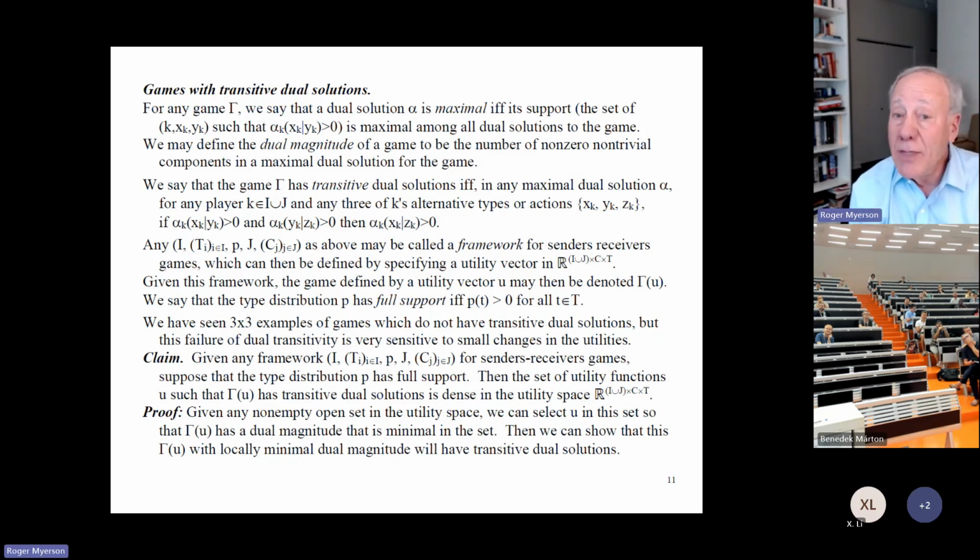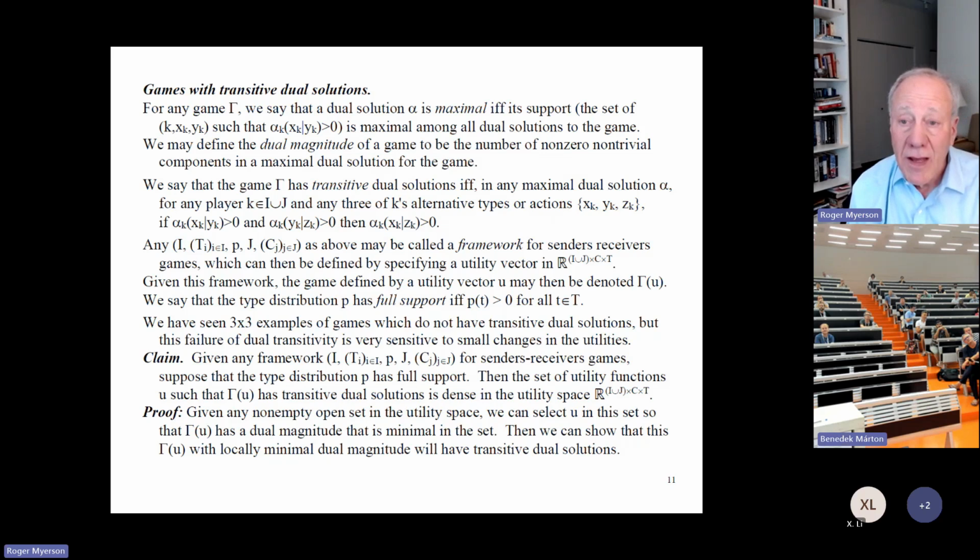We may say that a game gamma has transitive dual solutions if and only if in any maximal dual solution for any player who could be a sender or receiver, and for any three of the player's alternatives, x, y, and z, if you can have a positive Lagrange multiplier from y to x, and you can also have a positive Lagrange multiplier from z to y, then you can have a positive Lagrange multiplier from z to x.